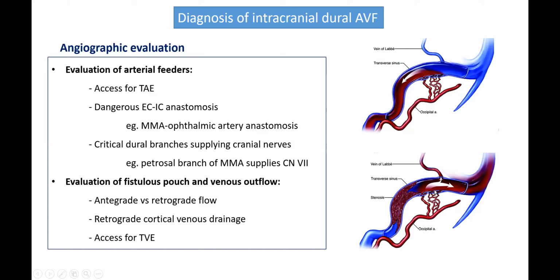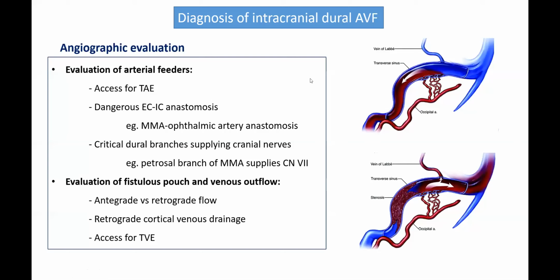And this is the type 2, which has a retrograde flow and cortical reflux into the vein of Labbé. This also gives the information if we want to go for embolization through the transvenous route. So angiography gives us very important information. So DSA is the gold standard, and it is a must before we go for treatment.